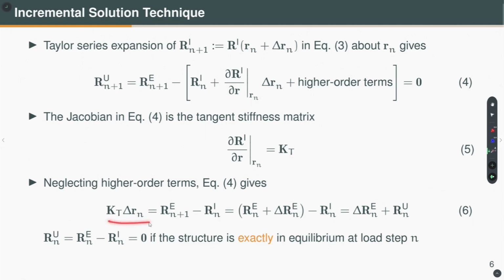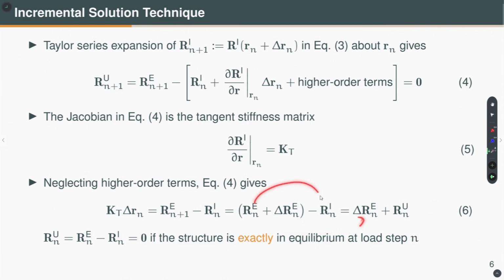So, K t into delta R n is equal to the external force vector minus this internal resisting force vector, because the right hand side is 0. This is what we want. Okay. So, K t into delta R n is this. Now, I can rewrite this quantity as external force at load step n plus the incremental external force, right, minus this. So, now what is this quantity? So, this delta R_E n I am keeping.